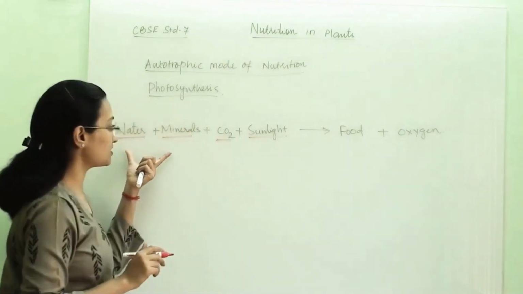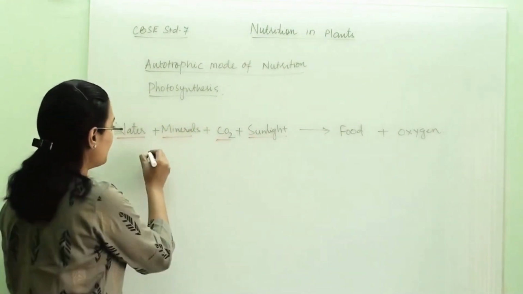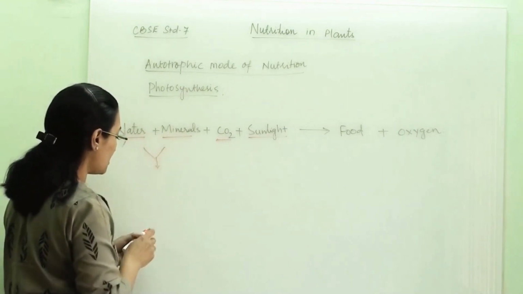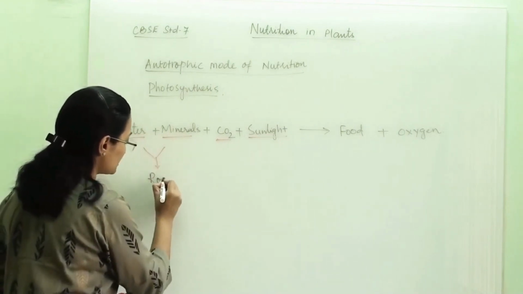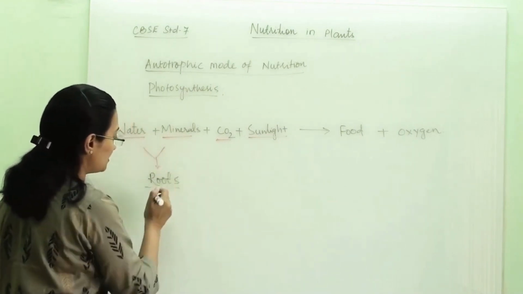First of all, water and minerals. Water and minerals are taken in via roots. So via roots, they take water and minerals from the soil.